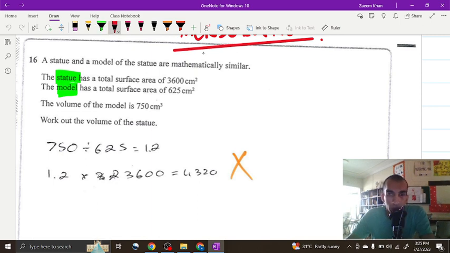So that's the actual statue, and this one's the smaller guy.